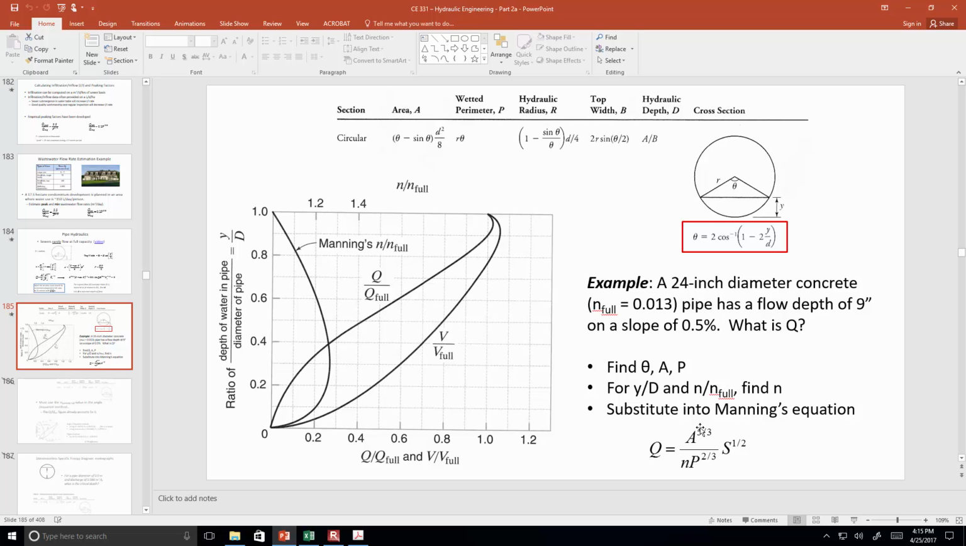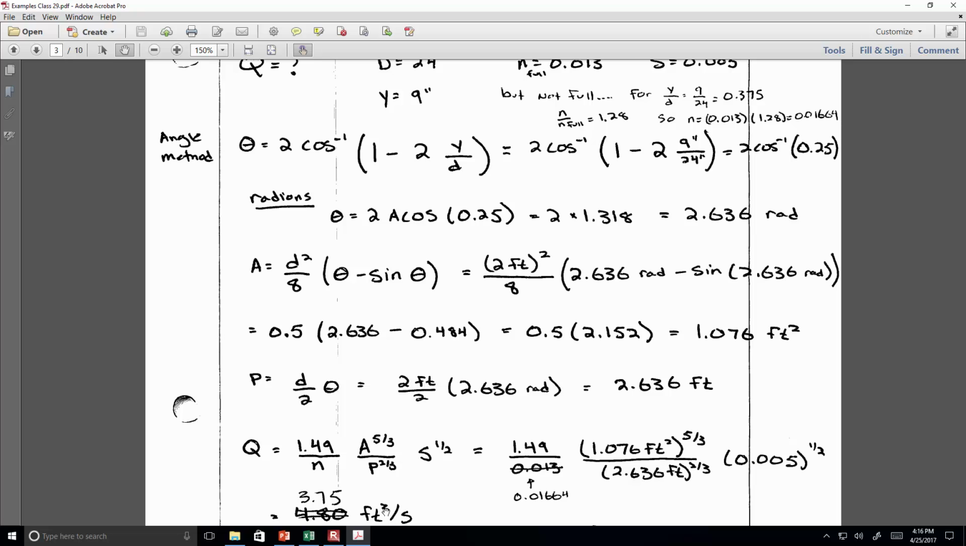The alternate procedure, another way to find it, would be to assume that you have the full flow, and then once you have Q full, then you could find the ratio of Q to Q full based on the ratio of Y to D. So then we'd go, the 0.375 down from there, it looks like it's about 0.2. And so this flow rate that we found of 3.75 cubic feet per second, that's about 20% of the flow rate that would be there if the flow was all the way to the top of the 24 inches. Yeah?